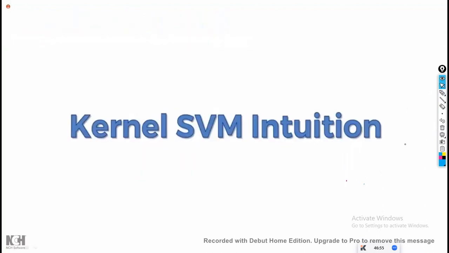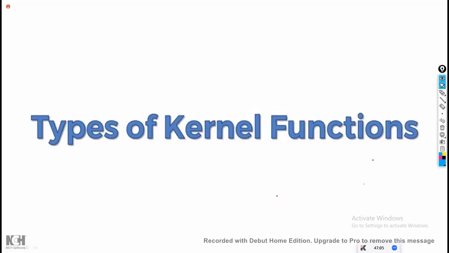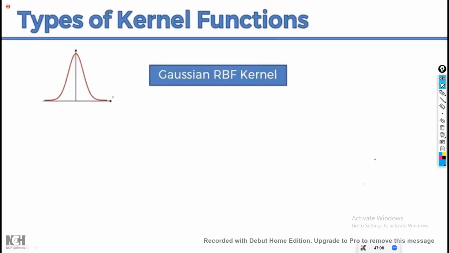Next, within the SVM, we have the kernel SVM. Now, what is meant by kernel SVM? We have different types of kernels. One is called the Gaussian RBF kernel. The first one is the RBF kernel. RBF is the full form: R stands for radial, B stands for basis, F stands for function. Radial basis function. That is the first one, the RBF kernel.